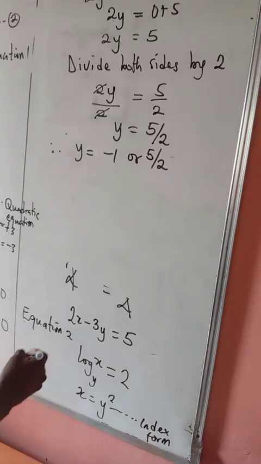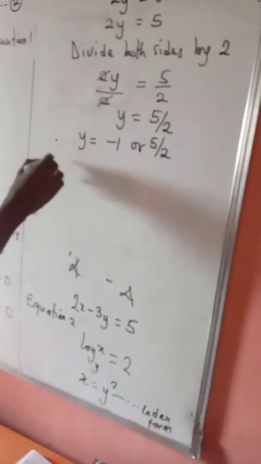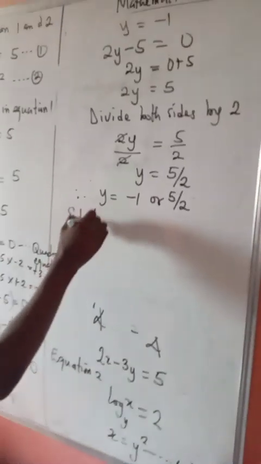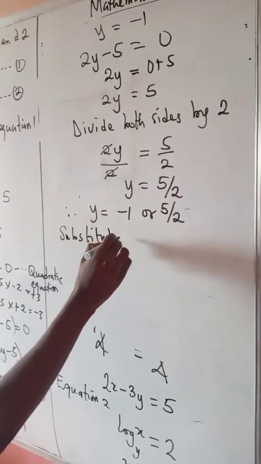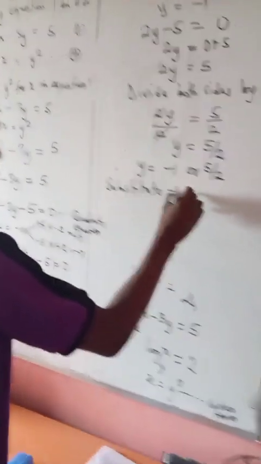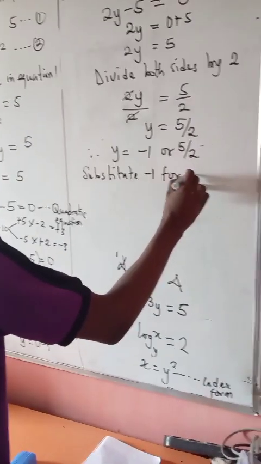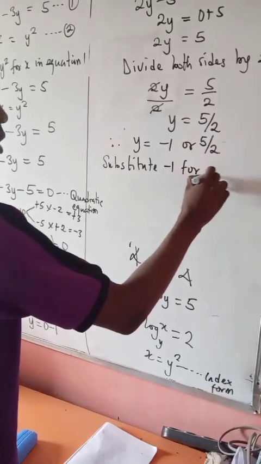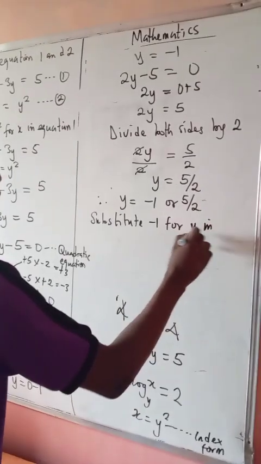All right. So therefore now we can substitute. We take them one after the other to get the value of x. So we can substitute minus 1 for y in equation 2.